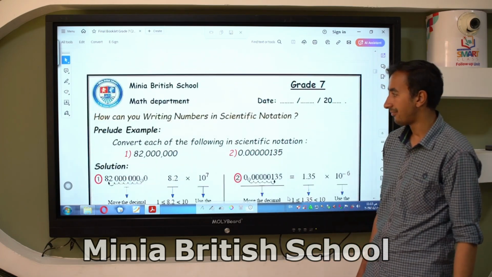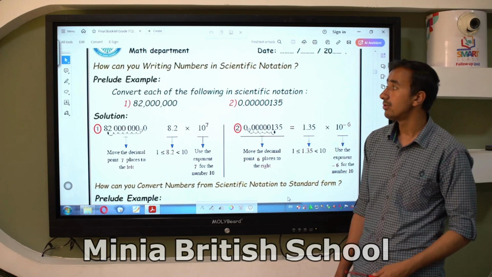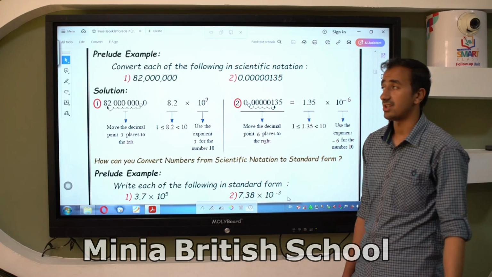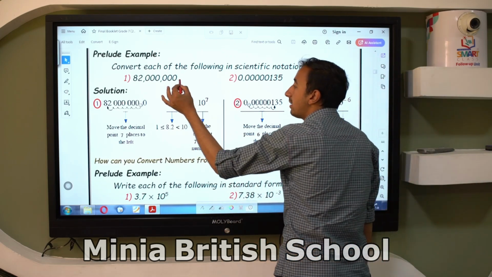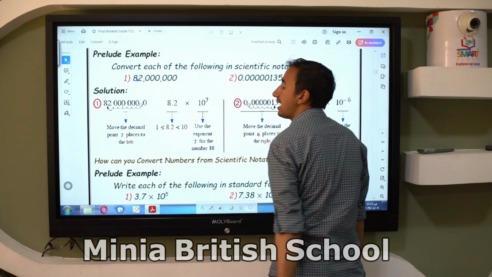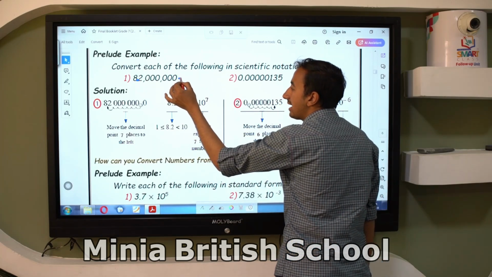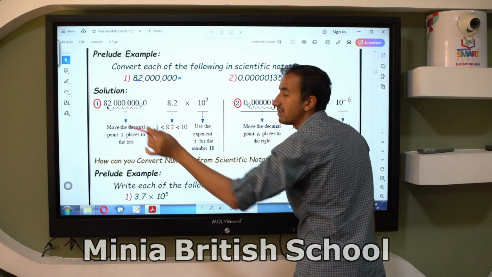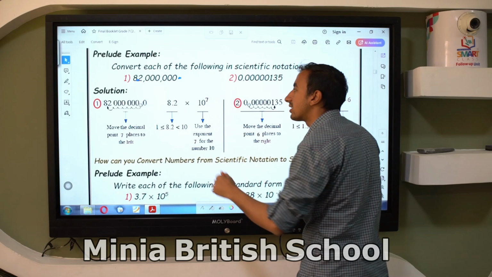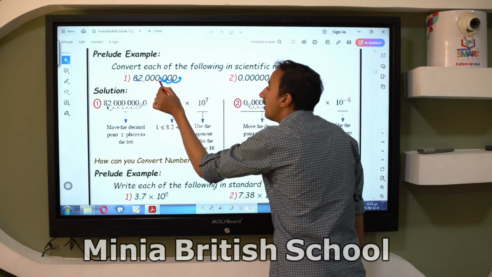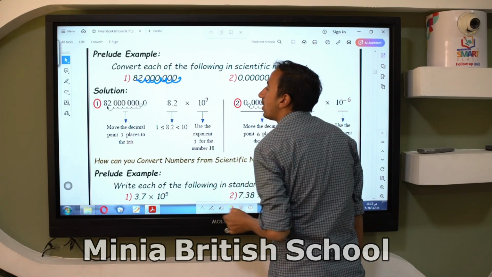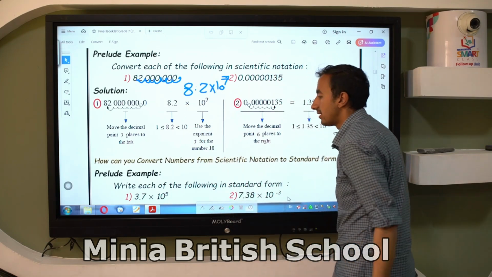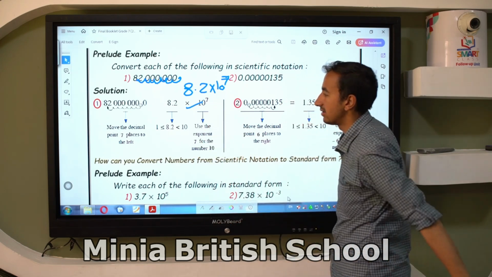How can you write a number in scientific notation? We have the number; convert it into scientific notation. You put the decimal point after one digit, 8.2. It is a whole number, so move the decimal point from right to left, and the power is positive: 1, 2, 3, 4, 5, 6, 7. So I can write 8.2 times 10 to the power 7. Here the example is in standard form.